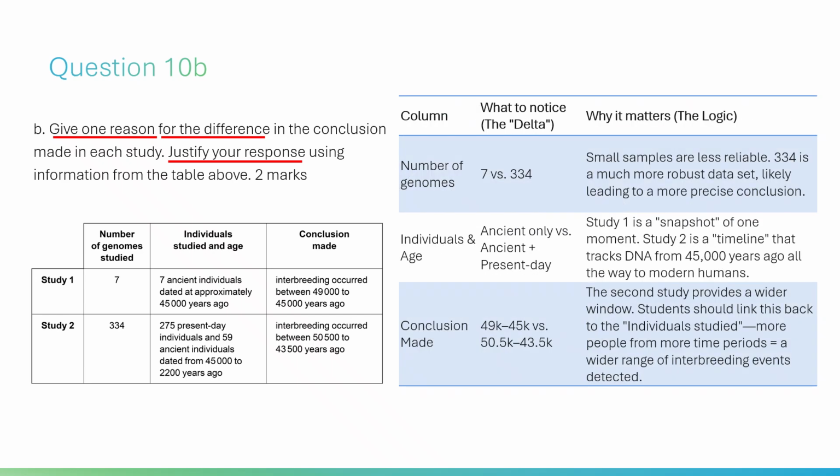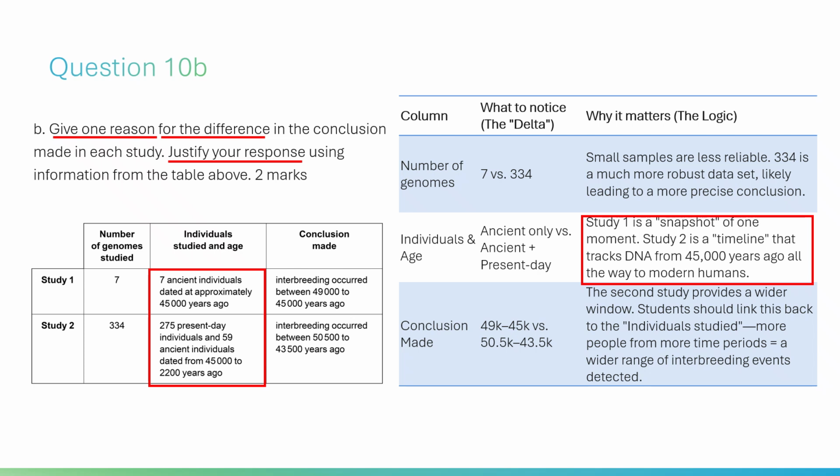2. Analyzing the table, the evidence. Teach students to look for the delta, the change, across the rows. They should scan column by column to see where the studies diverge. Study 1 is a snapshot. With only 7 ancient genomes, the researchers were looking through a very narrow keyhole. Because the data was limited to a single point in time, they could only confirm a small 4,000-year window of interbreeding. Study 2 is a broad timeline.